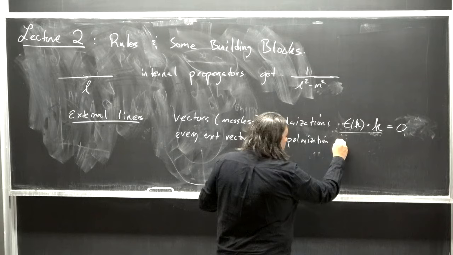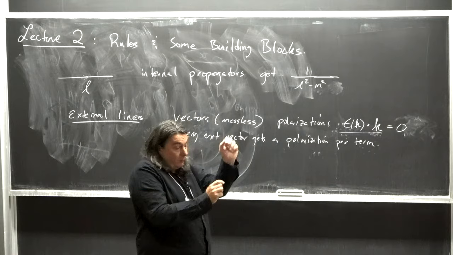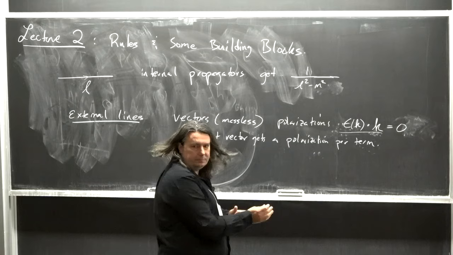So in every term we write down in our ansatz for kinematic weights, we'll always have at least one, well, only one for that external guy. Any questions about this? All right.